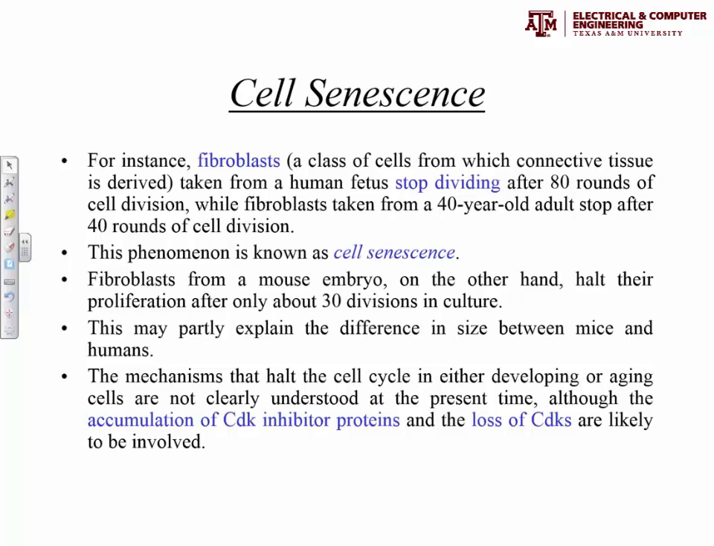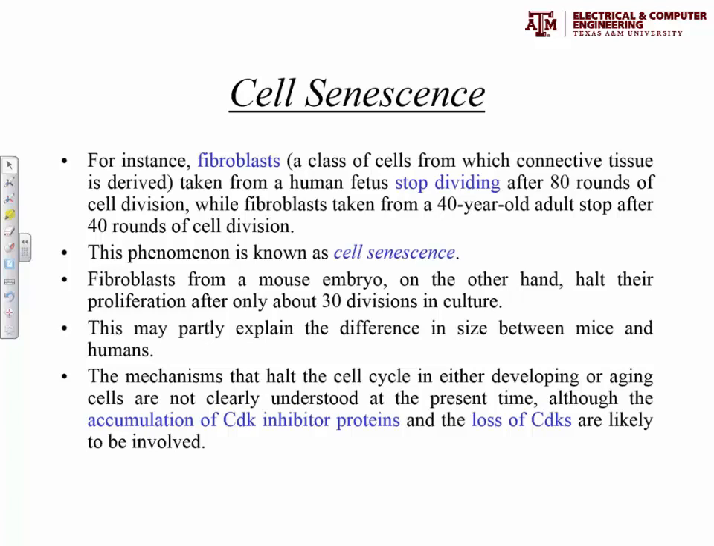For example, fibroblasts, which is a class of cells from which connective tissue is derived, taken from a human fetus, will stop dividing after 80 rounds of cell division. In culture, you're growing them. While fibroblasts that are taken from a 40-year-old adult stop dividing after 40 rounds of cell division. So there is a difference between being a small child and being an adult. The number of times that your cells have left to divide also goes down. This phenomenon is known as cell senescence, so it's not just you that's growing old, it's even your cells that are growing old.